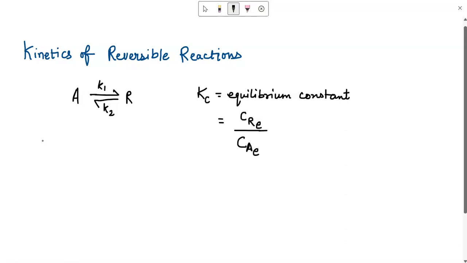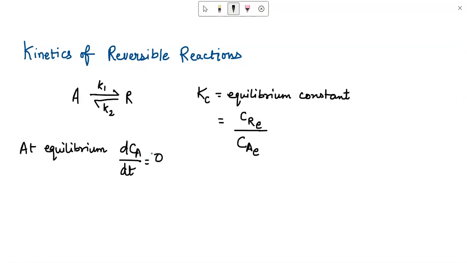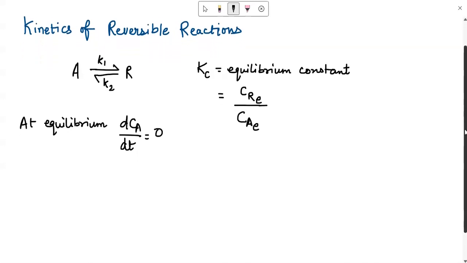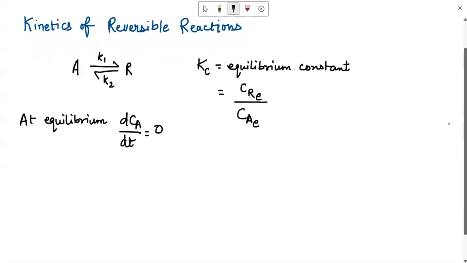It is reversible, so it goes on in both ways, and at the equilibrium point dCA/dt will become 0. So the rates of the forward and backward reactions will become equal. Therefore, in terms of the reactant, the rate equation will be equal to 0. That gives your equilibrium condition. Now, let's start with the analysis. If we consider the integral analysis, how will we get the expressions?